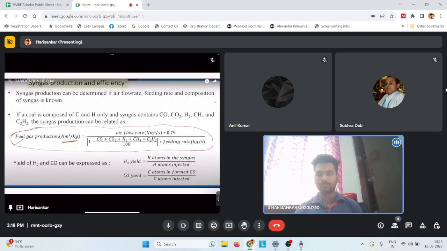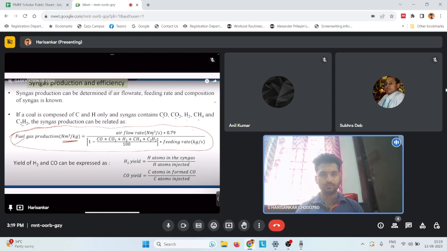This is how the equation for fuel gas production or syngas production is derived just by doing the nitrogen balance. One reason we use nitrogen balance is that nitrogen is inert. Nitrogen usually doesn't react with any of these gases at gasification conditions, or it is relatively inert compared to carbon, hydrogen, and so on. So for almost all combustion and gasification processes, we use nitrogen balance to find our production rate or feeding rate and so on. I hope this derivation is clear. I don't think the derivation will be asked in the exam, but it's good to know how this equation is derived.